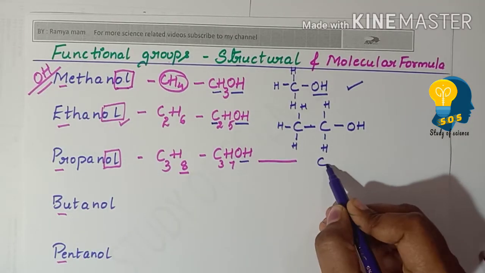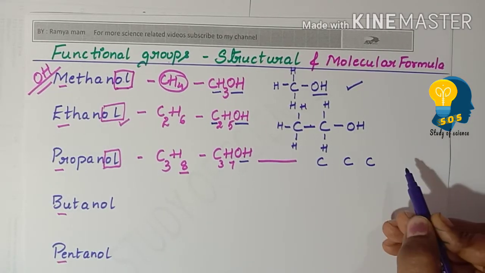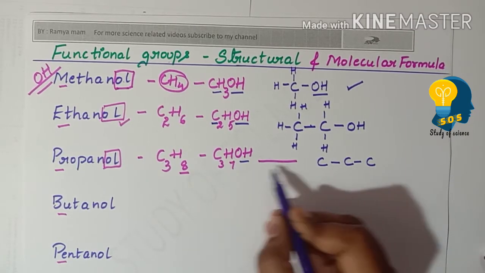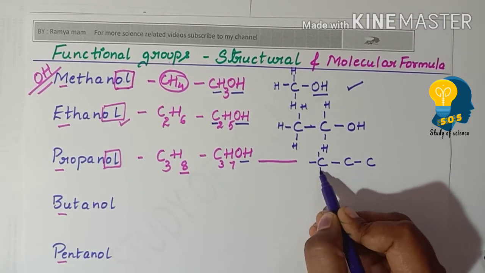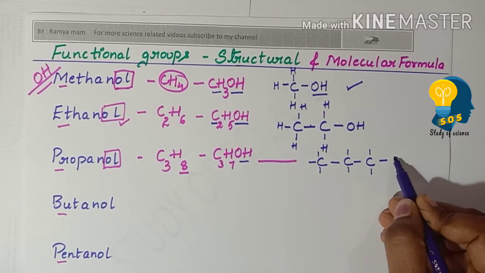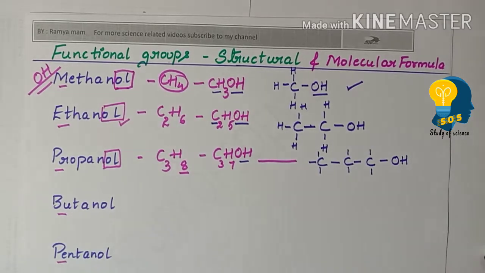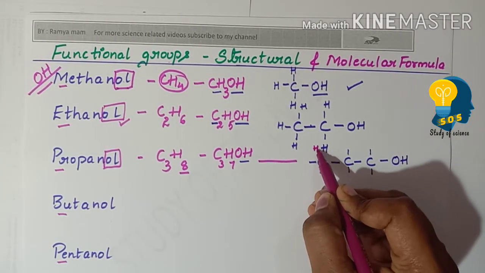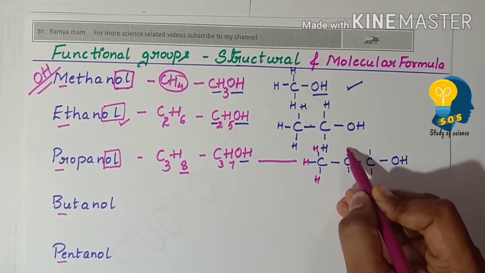C3, so 1, 2, 3: 3 carbon atoms with a single bond between the carbon atoms. How many hydrogens? 7: 1, 2, 3, 4, 5, 6 and 7. And finally, we are going to attach the functional group OH, that is alcohol. The remaining places in the longest carbon chain will be filled by hydrogen.